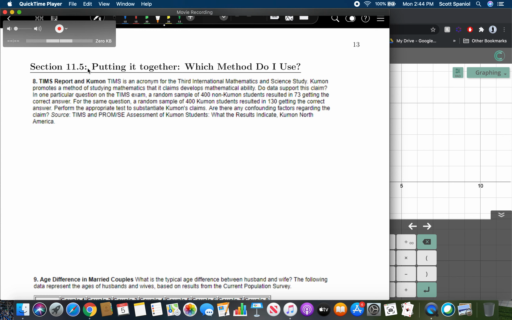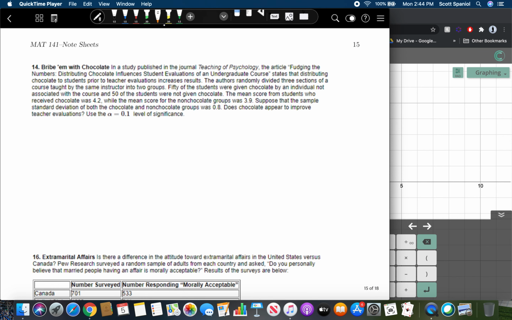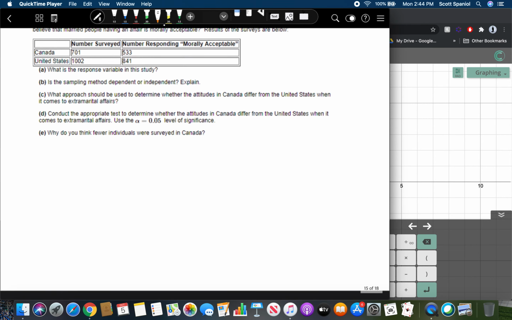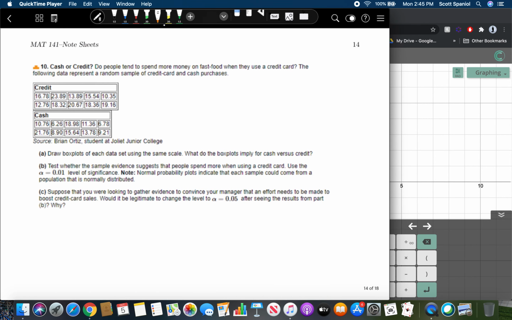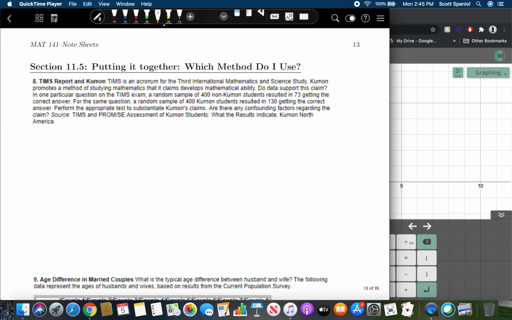If you open your note sheets to page 13, you'll see a number of problems. What I'd like you to do is pause the video and go through pages 13, 14, and 15 and see if you can do those problems. Then once you hit play, we'll run through them, and I'll do these 6 problems together, and then that'll be it for this video lecture.